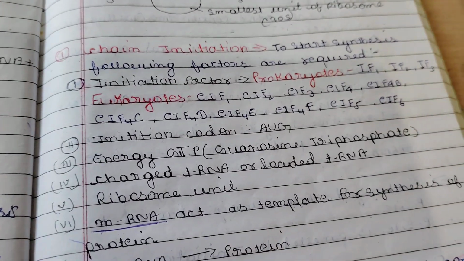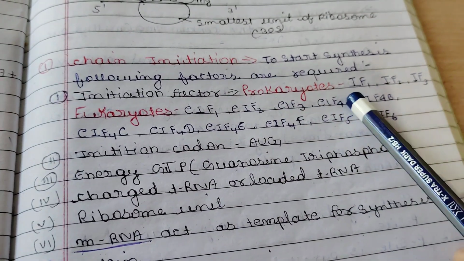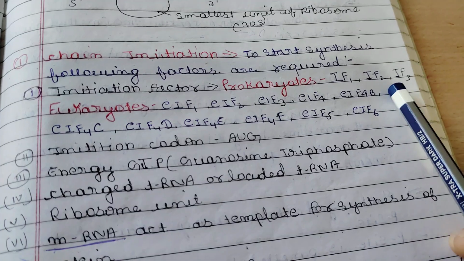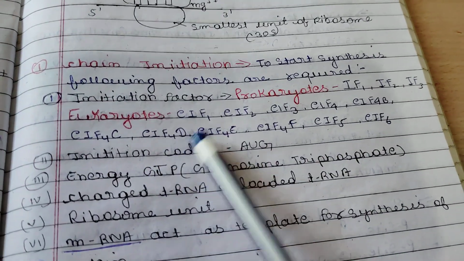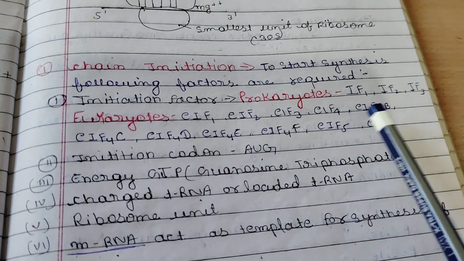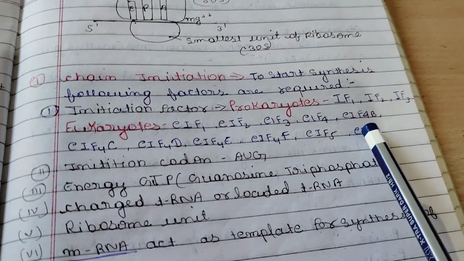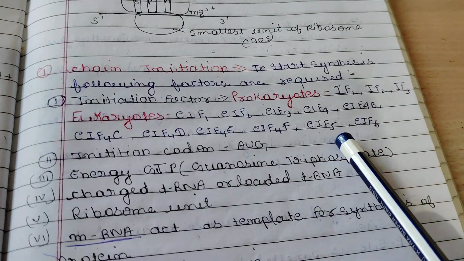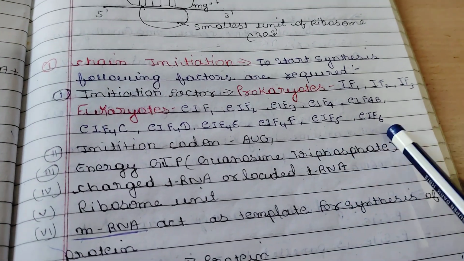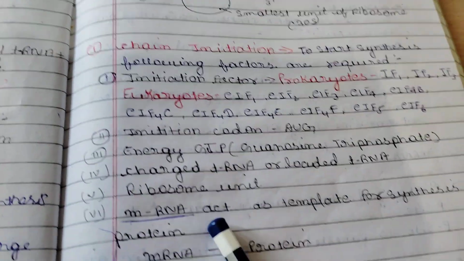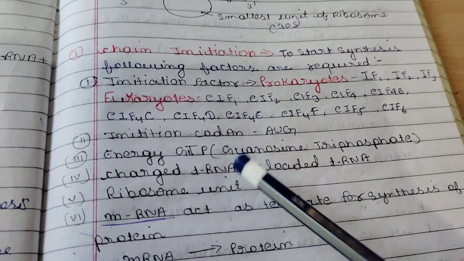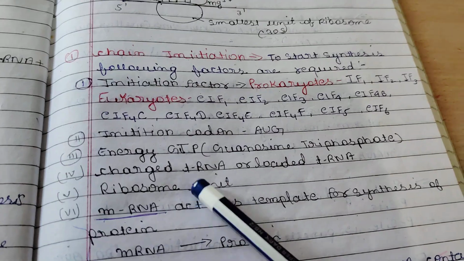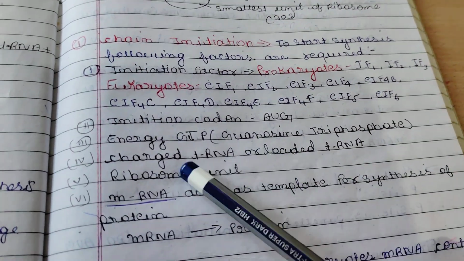In the case of prokaryotes, the initiation factors are IF-1, 2, 3, where IF is initiation factor, and in eukaryotes, initiation factors eIF1, 2, 3, 4, including 4B, 4C, 4D, 4F, and initiation factor 5, 6. These are the initiation factors. And we need the initiation codon. As we all know, the starting codon is AUG, and the energy is GTP, where GTP stands for guanosine triphosphate.